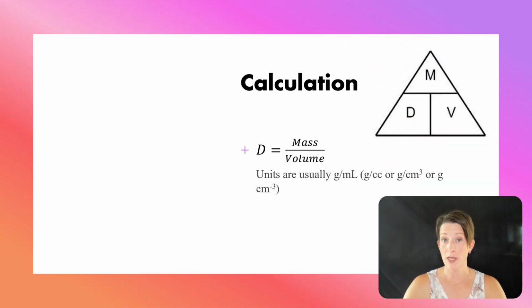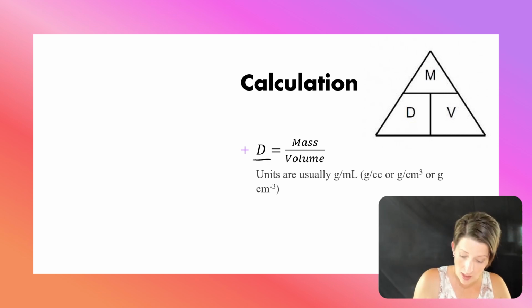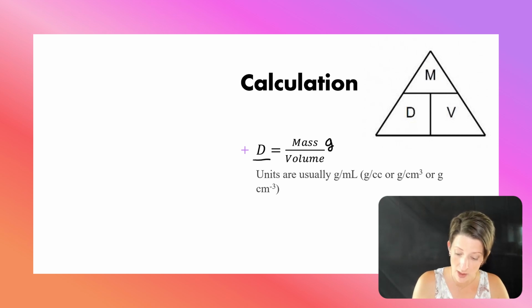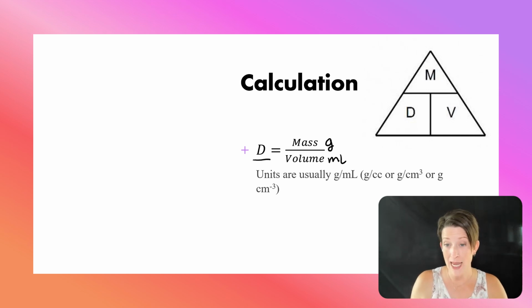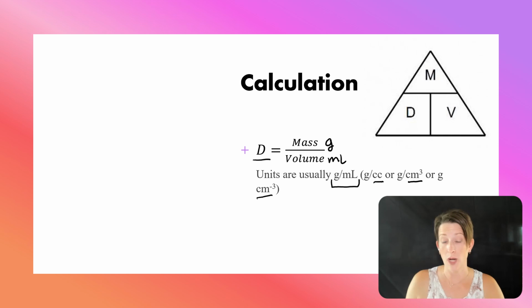Not only is density a property, but it can also be a calculation. Density, which is this D, is mass, typically measured in grams, over volume, typically in milliliters. However, the units can be cubic centimeters, cc's, if it's a solid, or you can even have it as this grams per cubic centimeter, inverse. These are all just different ways in which we represent them. Typically, for our sake, we're going to do grams per milliliter.